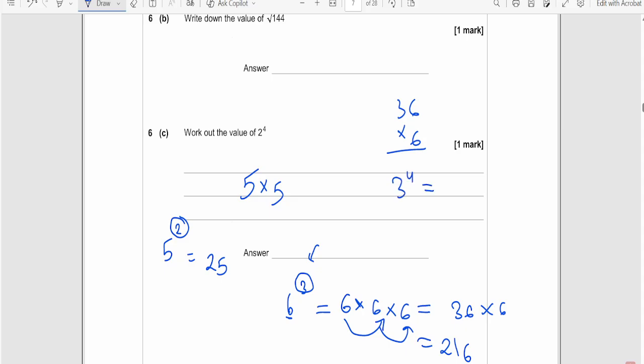Can you try this? Is it 81? Very good. It is 81. Great.